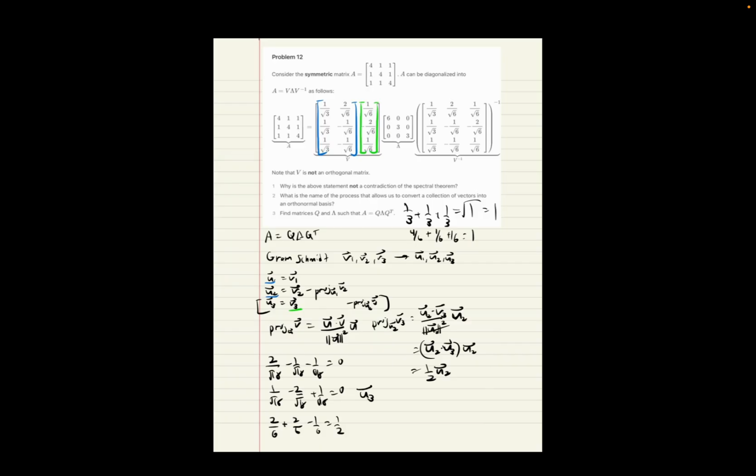So we've now found that the u3 that we're looking for is equal to our third column minus our second column scaled by 1/2. Oops, these are supposed to be 2 root 6s.